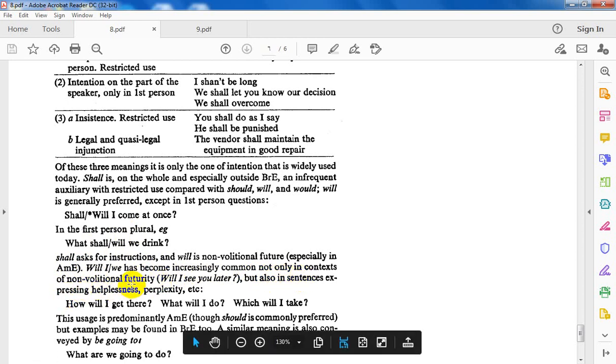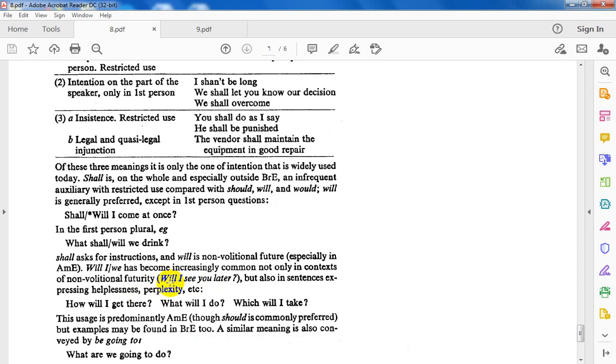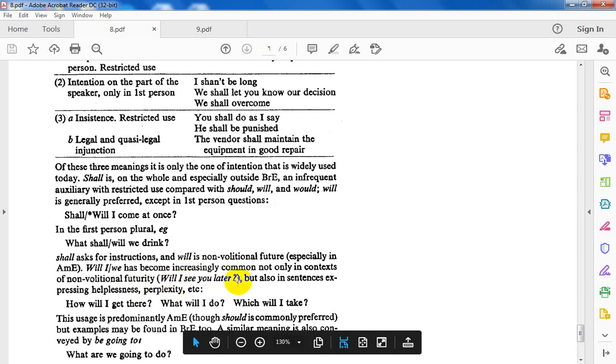I mean, if I say, will I see you later? What's the meaning of will here? You said it cannot be used, will with first person questions. No, here the meaning is not volitional. Will I see you later? Here the meaning of will I is for what?